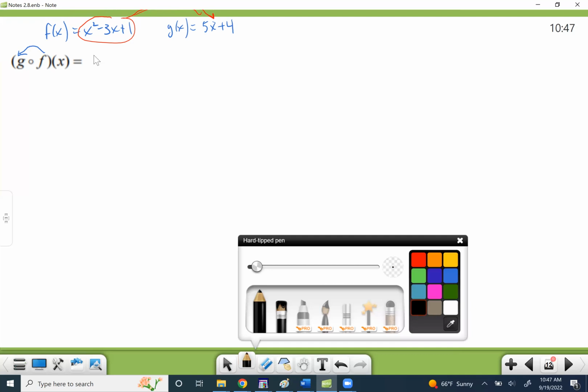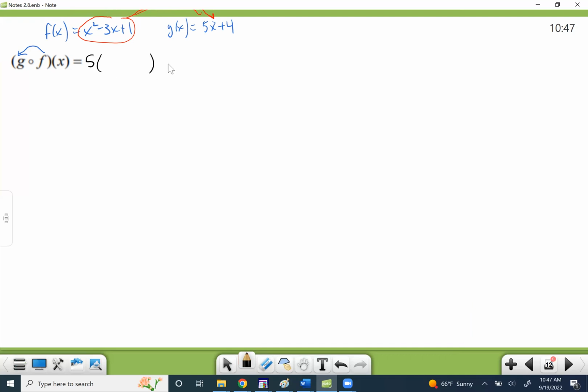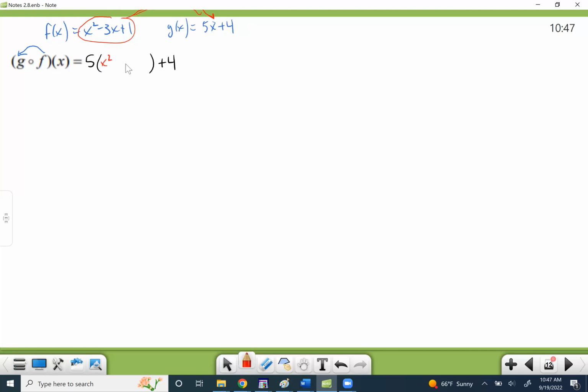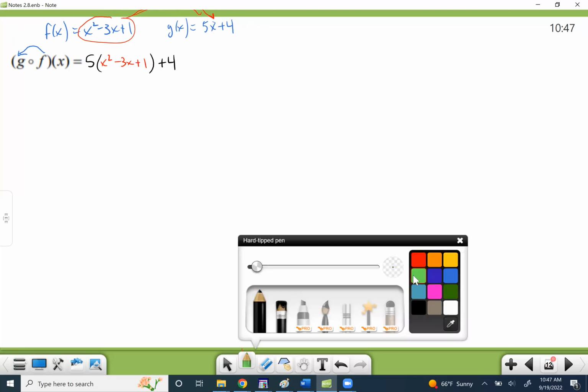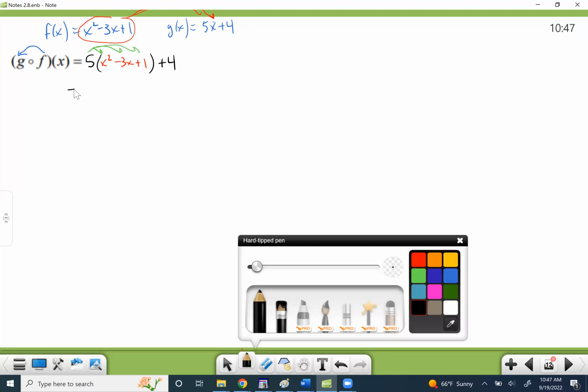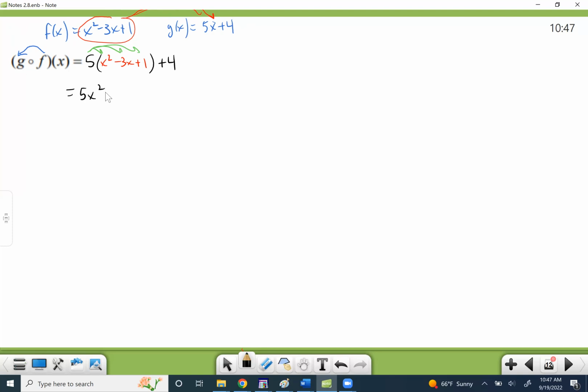So here's what we have. We have 5 times x plus 4, but x is going to be x squared minus 3x plus 1. This one's a lot easier than the last one. So we'll just distribute, combine like terms, done. So we get 5x squared minus 15x plus 5 plus 4. 5x squared minus 15x plus 9 would be our final answer for G compose f of x.